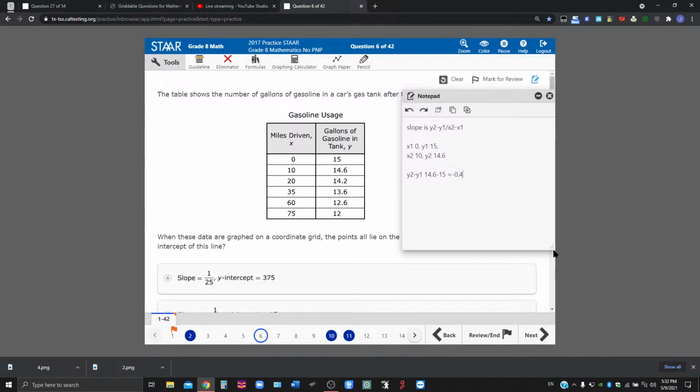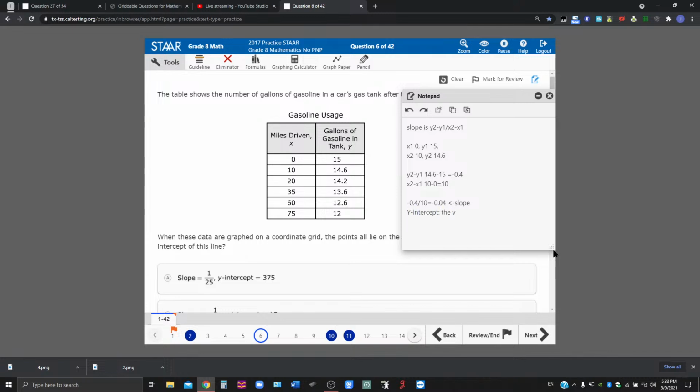That's going to be negative 0.4. I'm sorry. And next, let's do x2 subtract x1. That's going to be 10 subtract 0, and that's going to be 10. And lastly, we do the division. Negative 0.4 divided by 10. That's going to give us negative 0.04, and that is our slope.